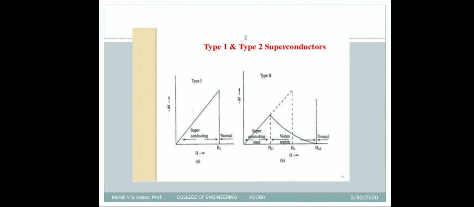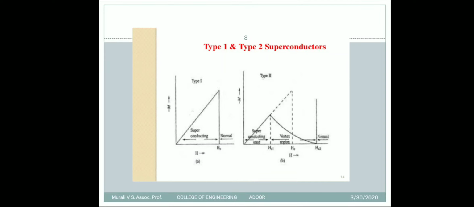Now in the case of the type 2 material, here you can see that up to the field Hc1, the graph is similar to that of type 1, that is H is equally opposed by M. But when the applied field reaches Hc1, the value of M gradually begins to decrease, which shows that the opposition to the applied field gradually decreases. Then M becomes 0 at a higher field Hc2.